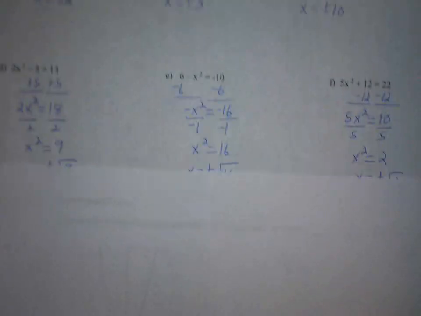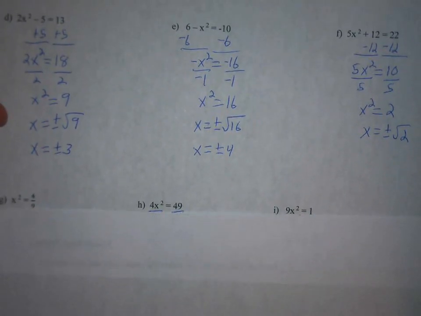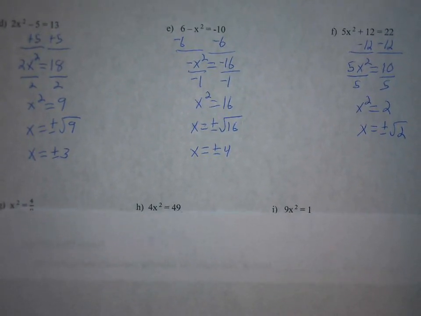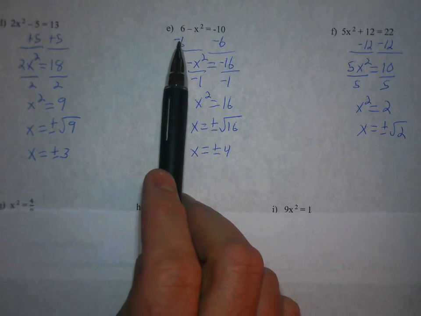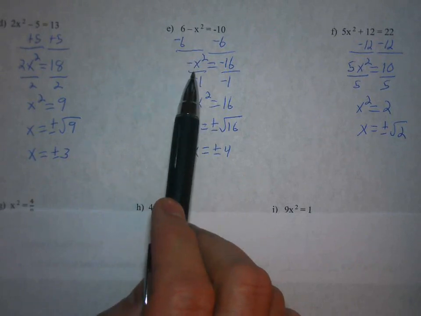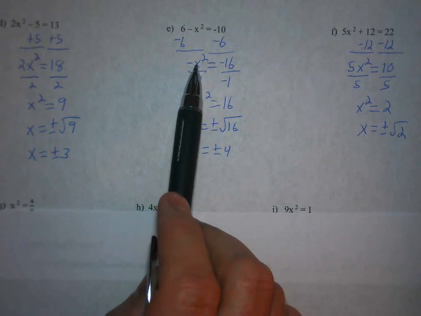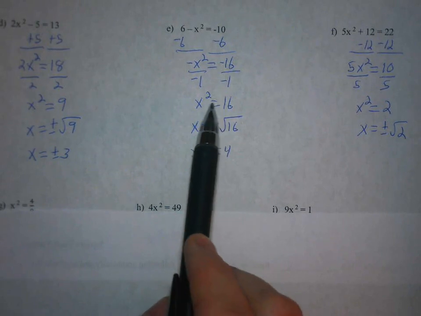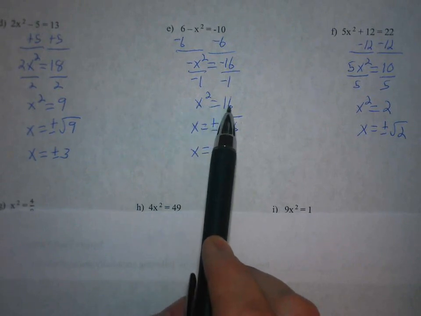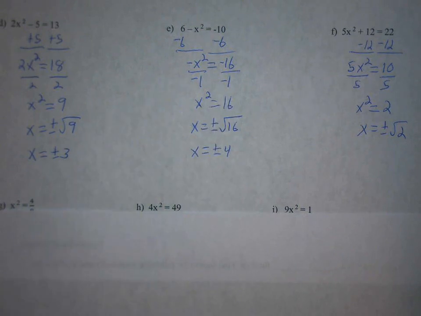And then there's the next section through part F. A lot of students will miss part E. If you subtract 6 first on this one, you're left with a negative x squared. Well, remember, that's like negative 1 times x squared. So divide by negative 1, and that'll change that to positive x squared equals positive 16. And then you can square root it.